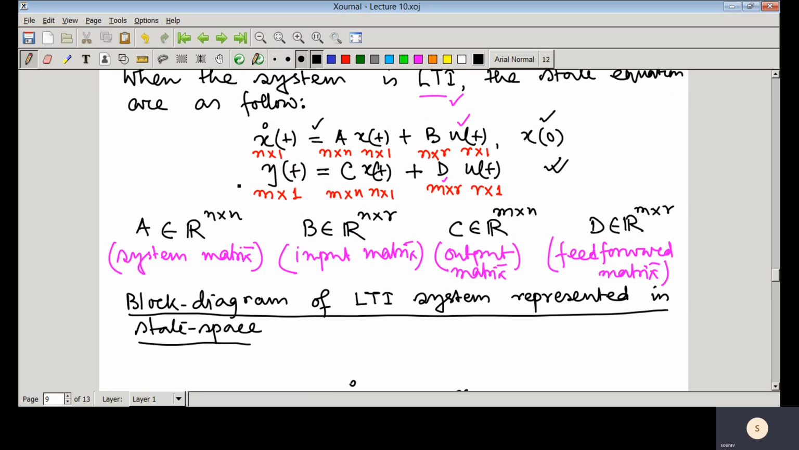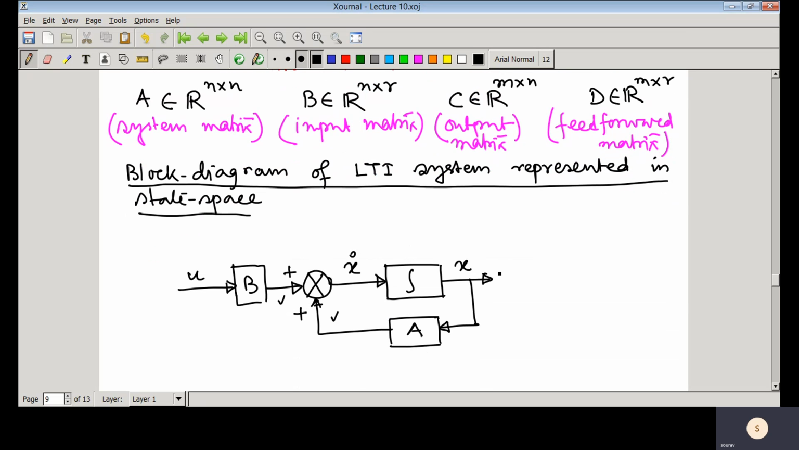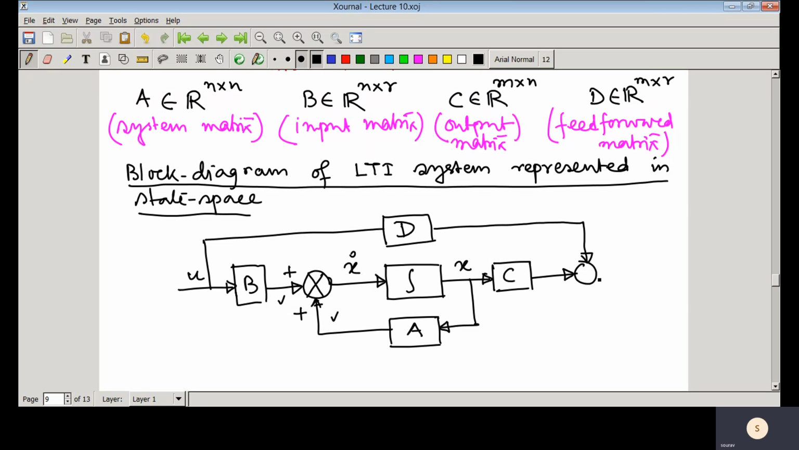And then go to the output equation. In the output equation you can see that y(t) equal to Cx(t) plus Du(t). That means here if you multiply the state vector with matrix C, then you have Cx, and there is a feed forward path. So now I hope you understand why the name of the D matrix is the feed forward matrix, because from this block diagram you can see that this D matrix is associated with the feed forward path, which is directly connected from input to output. So that's why its name is the feed forward matrix. And this is the block diagram representation of an LTI system when it is described in state space form. So this is very important.